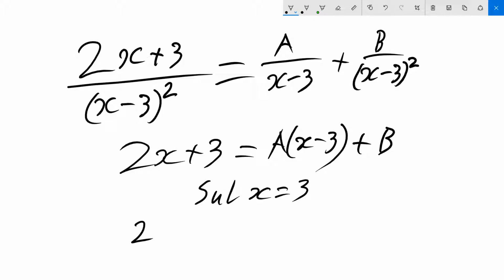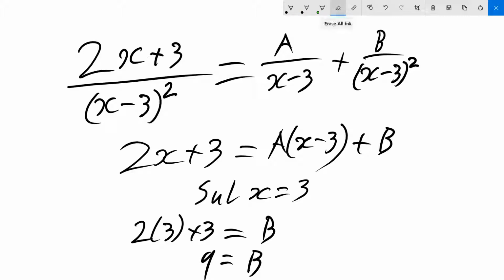So we get 2 lots of 3 plus 3 equals, A gets cancelled out, equals B. So whatever this turns out to be, that's what B is. So we can just rub out this bit and work it out. So 2 times 3 is 6, plus 3 is 9. 9 equals B. So now I can rub out this first bit and put 9.